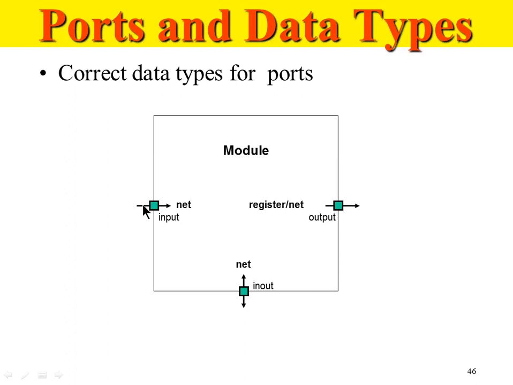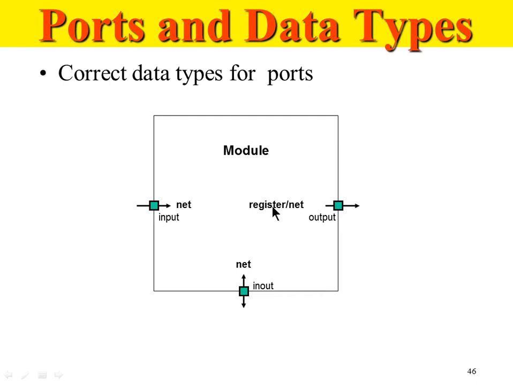What are the different kinds of ports that are allowed in Verilog? Input, output, and in-out, which is bidirectional. When you declare a port as an input port, a net or a wire by that name is automatically created inside the module. You don't have to create a separate wire for that. When you want to send some value as an output to some other module or to the top level, you have to register it, which means you have to declare a separate register with the same name as the output port.